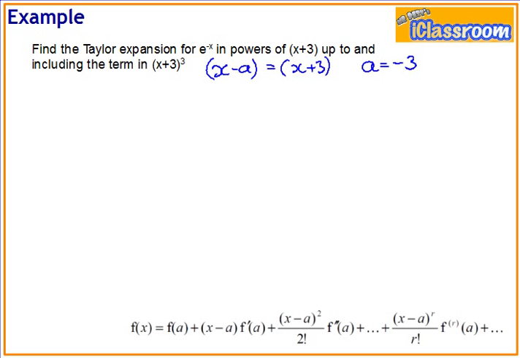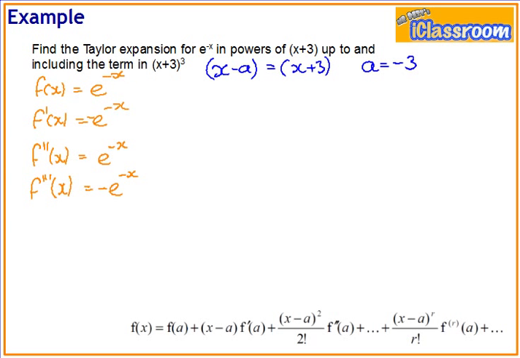Now in a similar way to our Maclaurin series, the first thing I'm going to do is write down my functions and their derivatives. So f of x is e to the minus x, f prime of x is minus e to the minus x. Just quickly filling out the other differentials. Obviously I stop at f derived 3 times because I'm only looking for up to the term cubed.